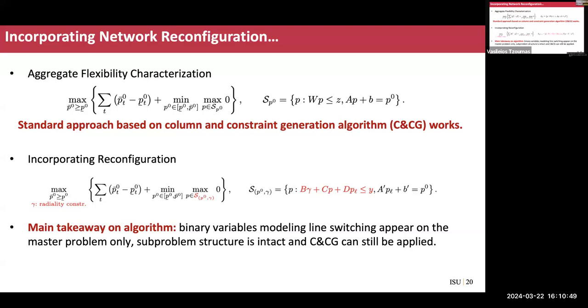So when we do this reformulation of this adaptive robust optimization problem, we can still arrive at the same reformulation. We can still apply the same standard column and constraint generation algorithm, even when we include reconfiguration in this flexibility problem. So that's one bright spot we identify in this problem. But of course, there's more work to be done, and this is still very preliminary, something we're working on right now.